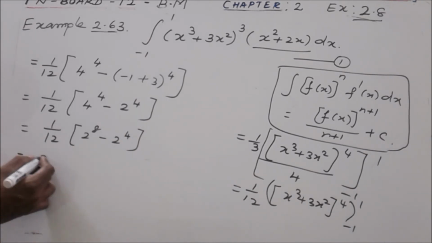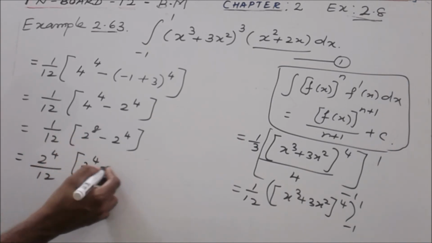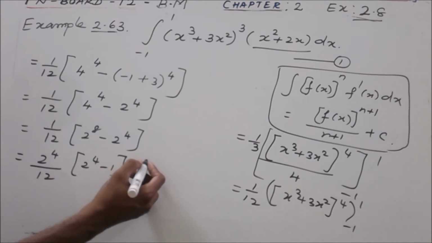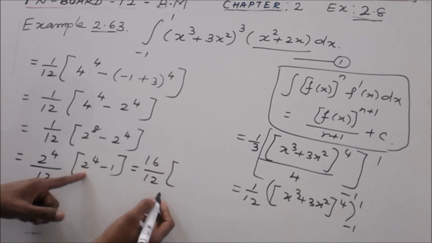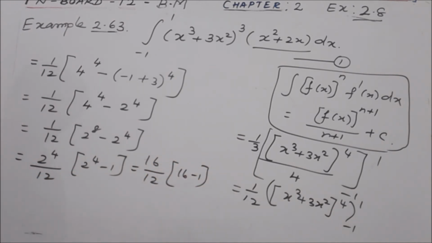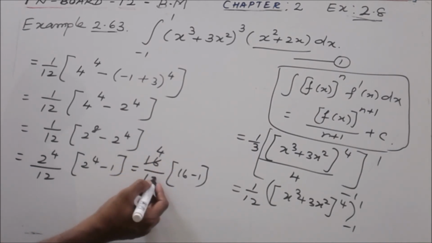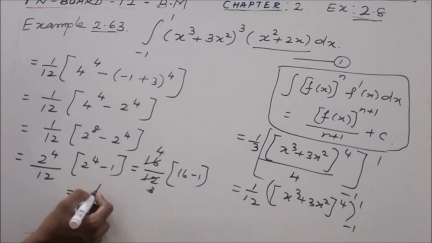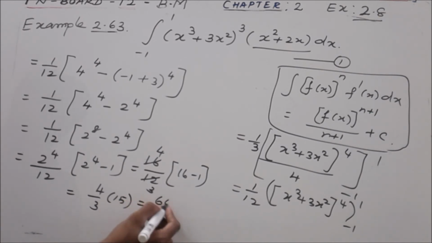So remove 2 power 4 as common, 2 power 4 by 12 into, here 2 power 4 minus 1. So 2 power 4 by 12, 2 power 4 means 16, divided by 12 into 2 power 4, 16 minus 1. Can cancel by 4, that is 4 by 3 here, 4 by 3 into 15, that is equal to 4 by 3 into 15, that will be equal to 60 by 3.